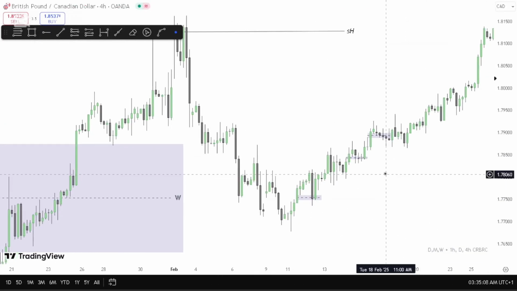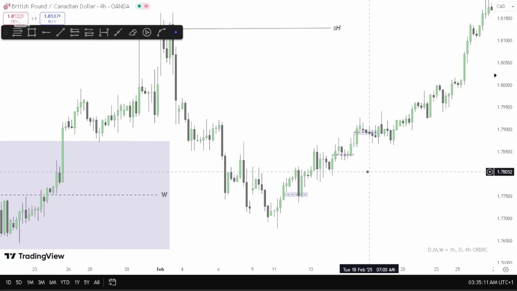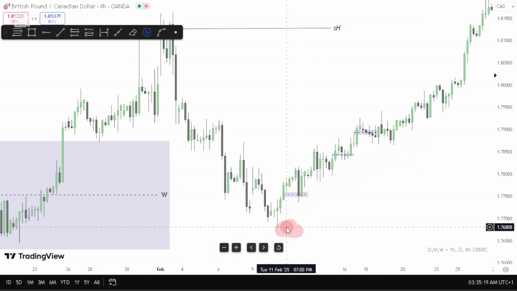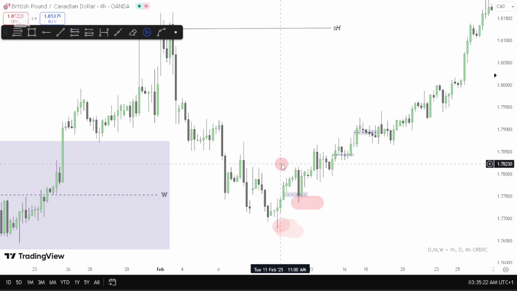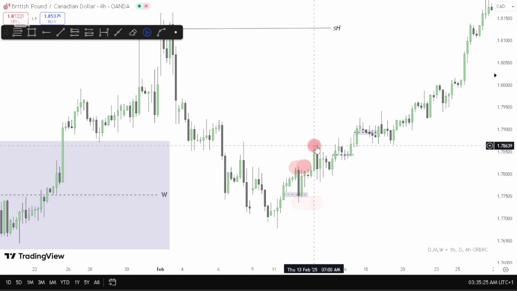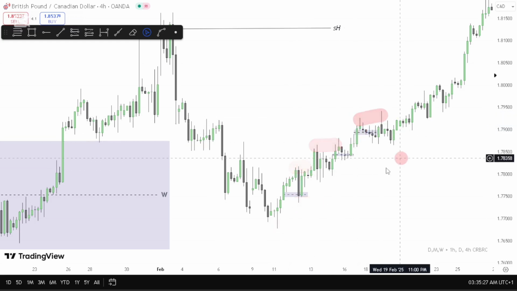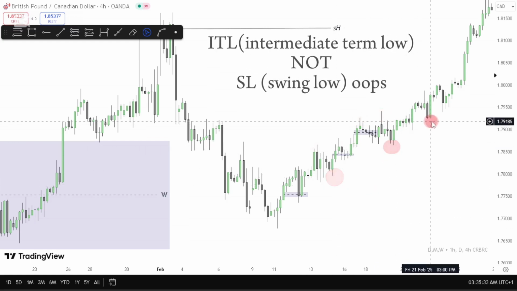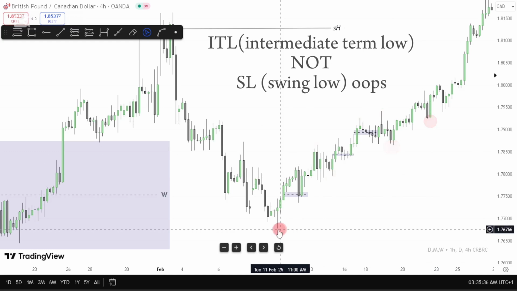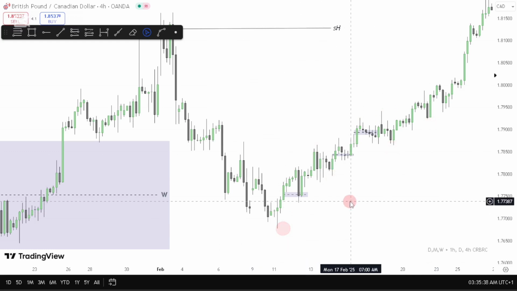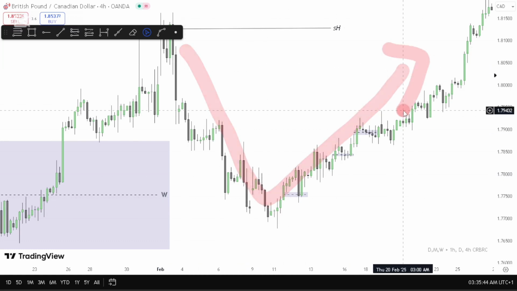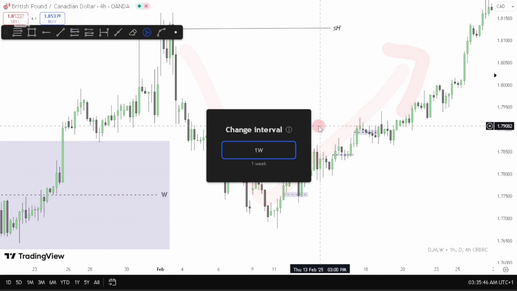In a bullish scenario as we have here, discount arrays will always be respected, but premium arrays will be taken out. They will continuously get disrespected. But as for discount arrays, as we have this swing low and this swing low, those are all discount arrays. Discount arrays will be respected in a bullish price action, as you can see right here. This is a market maker buy model. All right, beautiful. Let's go back to the weekly time frame.